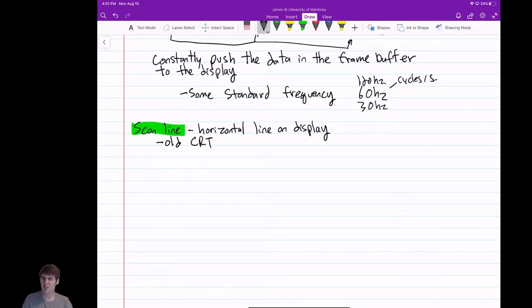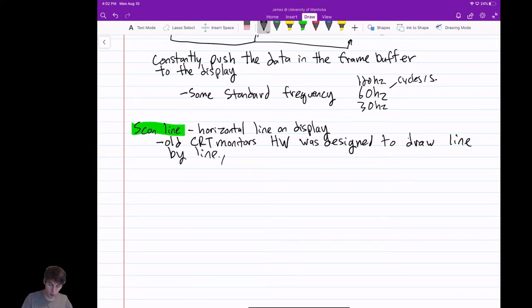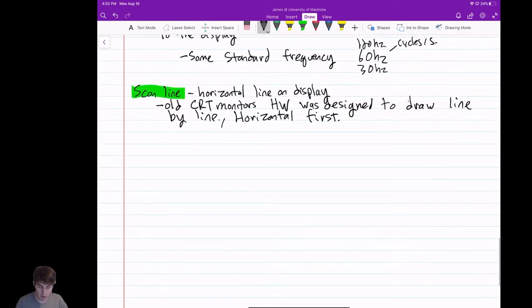Old CRT, which stands for cathode ray tube. I'll talk about that in a second. But these old monitors and your old TVs, the hardware was designed to draw line by line. Horizontal first is the key. The way that these old TVs and monitors worked, they have a big tube, and at the back of the tube, they have an electron gun. It's actually shooting off a beam of electrons. And when they hit your screen, they light up. You can imagine it can aim wherever it wants to, but you only have one gun. So the way that it worked was it would just scan across and then change the intensity as it's scanning. And so then you'd get a different picture come out.